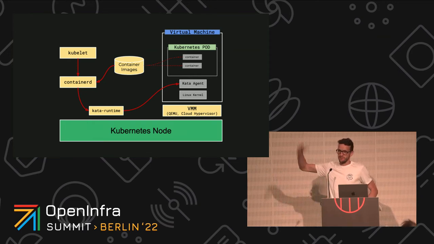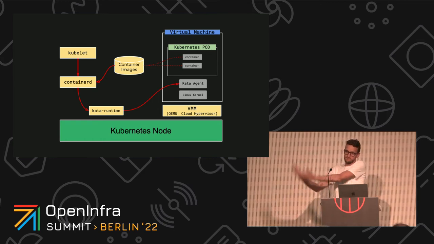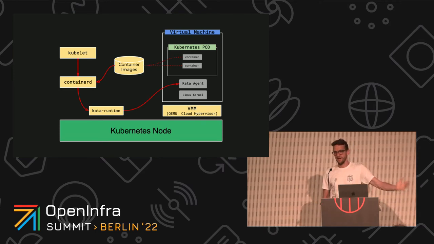You have Kubelet, which is the Kubernetes agent on the node that manages the workloads on every node. Containerd is the container runtime, and with Kata Containers, you basically take your pod, put it inside a virtual machine, and your pod is now running seamlessly inside a virtual machine. You don't see a difference from the API, you don't see a difference from the developer perspective, it's all completely unmodified. And you have your pod running inside a virtual machine.